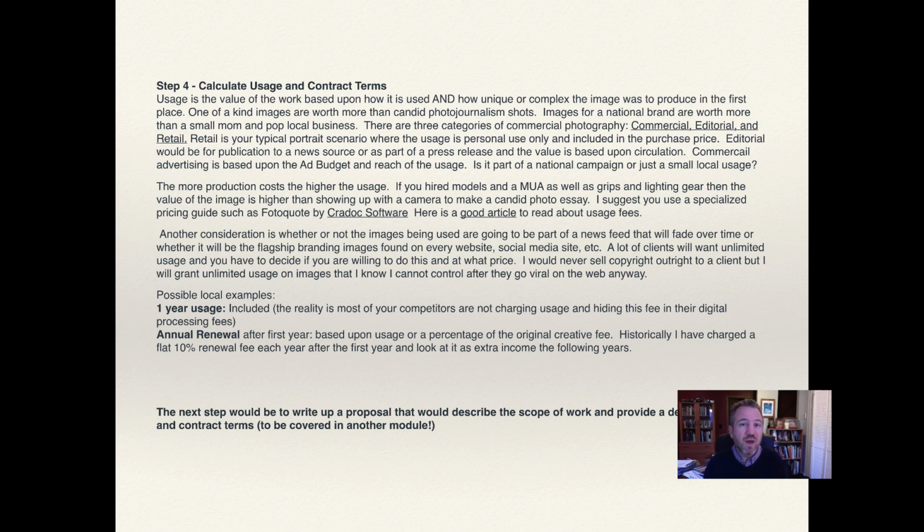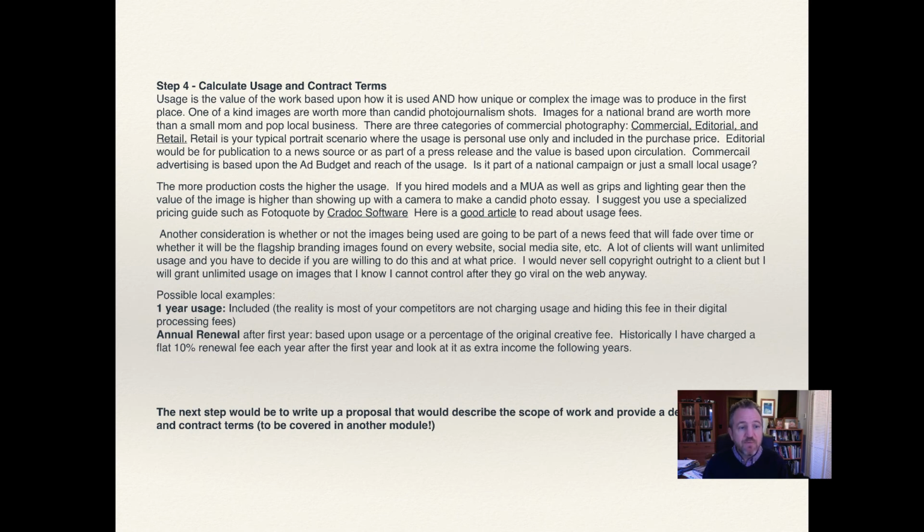ruin the marketplace by undercutting and underbidding prices. So this is why I think it's very important to build a network of professional affiliations through trade associations and get to know photographers outside your local market as well, so that you can have these behind the scenes conversations as you're first getting started to know how much your work is really worth based upon how it's being used.